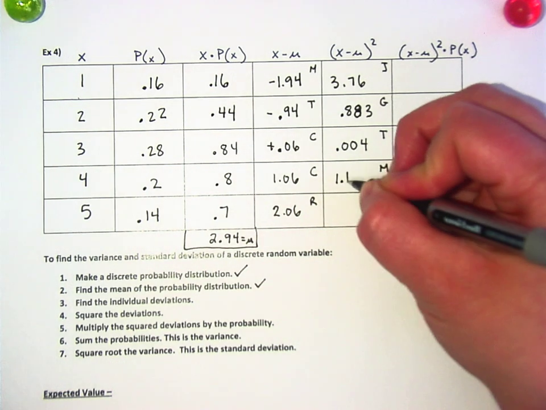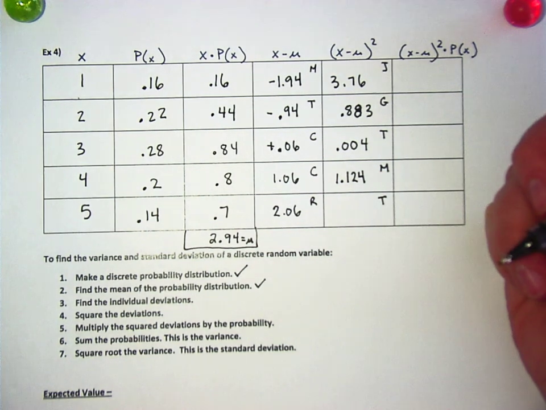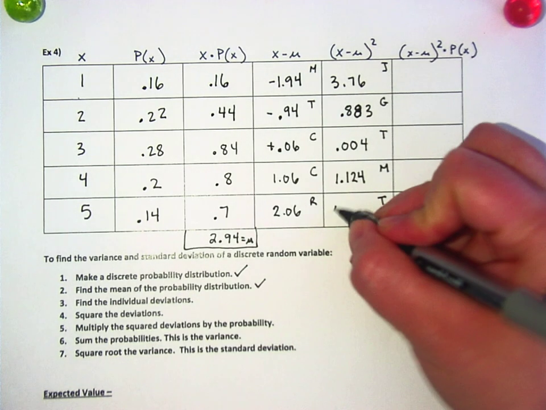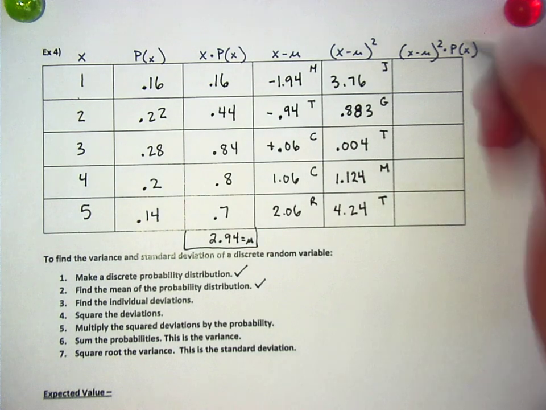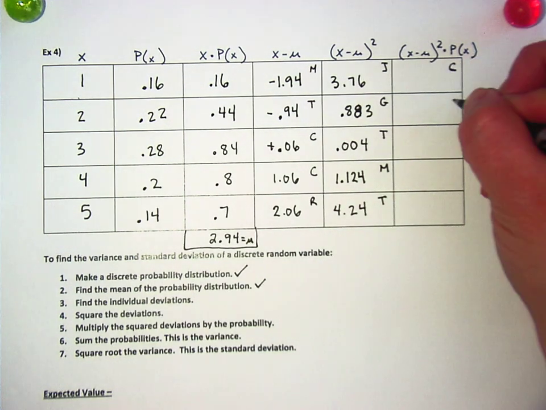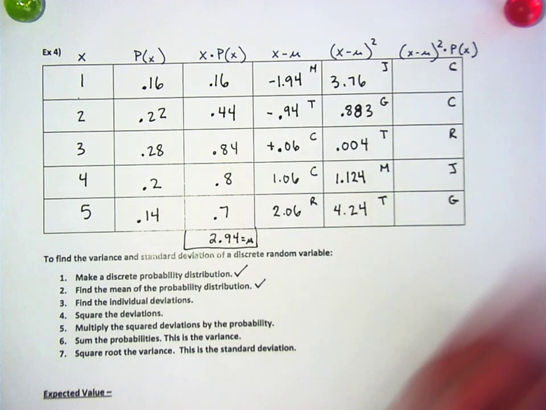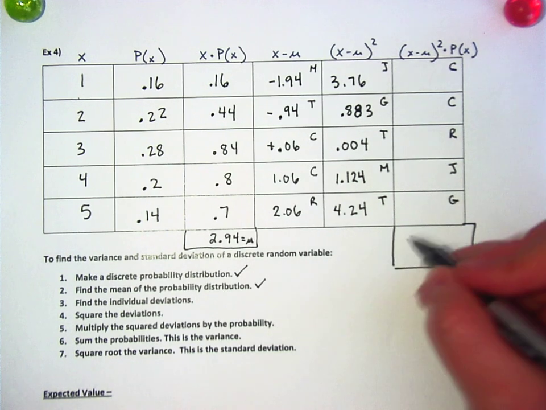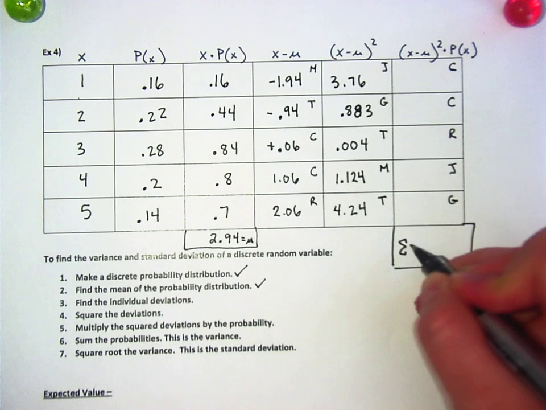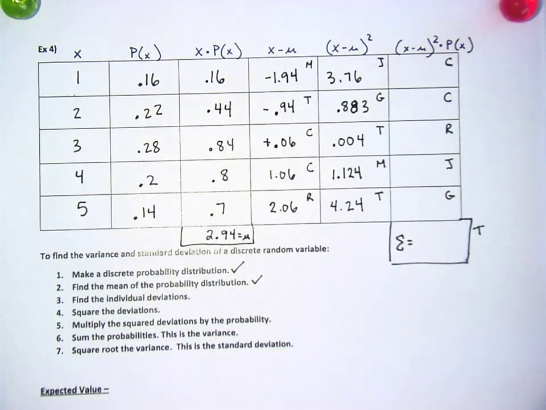1.1236. 1.124. Tegan? 4.24. Okay, and let's see, we got Caitlin here, and Carter, Ryan, Jasmine, Gustavo. Triton, you're gonna be in charge of summing it all.